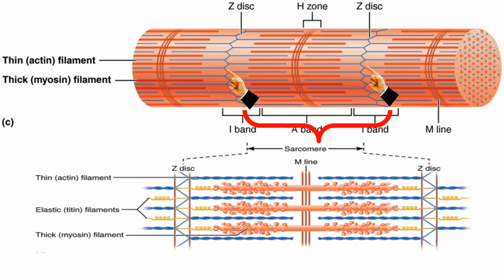Z-lines mark the boundaries and anchor the actin. The A-band is the dark central region where thick myosin filaments reside. The I-band is the lighter region at the ends, containing only thin actin filaments.